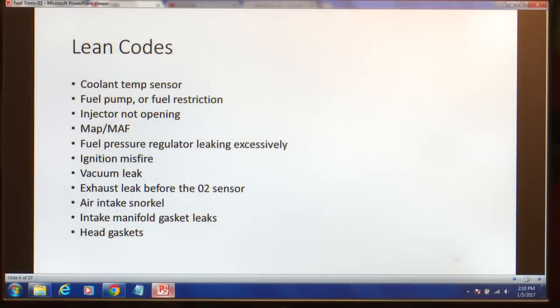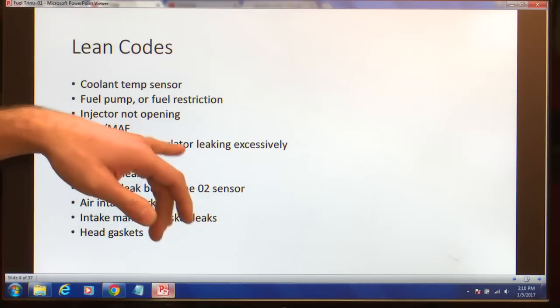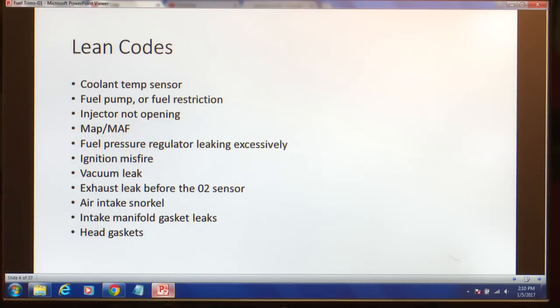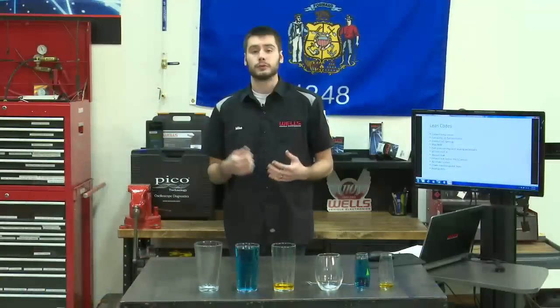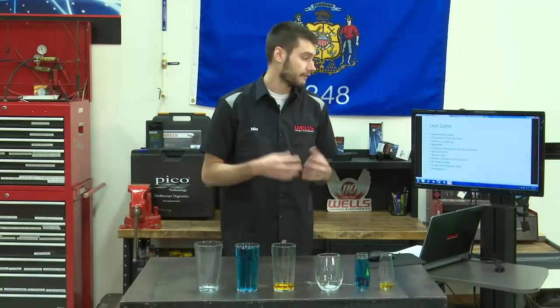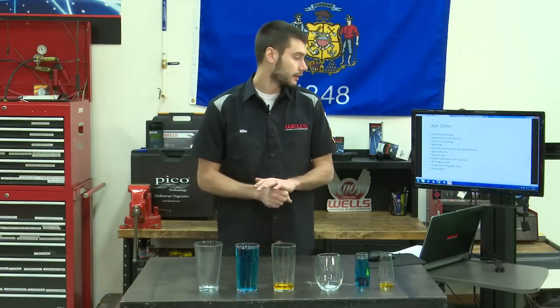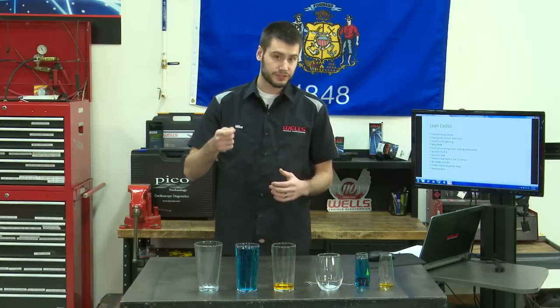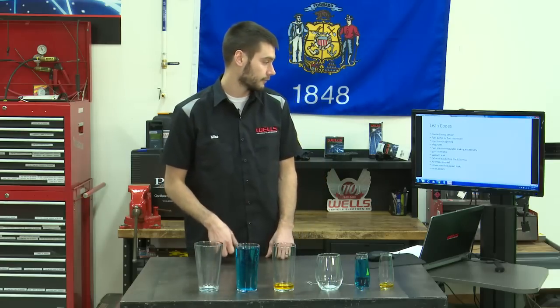Fuel pressure regulator leaking excessively. Now, this is an iffy one because a fuel pressure regulator leaking a small amount can cause a rich code. So this one kind of goes both ways. If it's leaking excessively, we're talking like the fuel pressure regulator is actually creating a vacuum leak on the motor, because that vacuum hose is tied typically right back to the intake manifold.